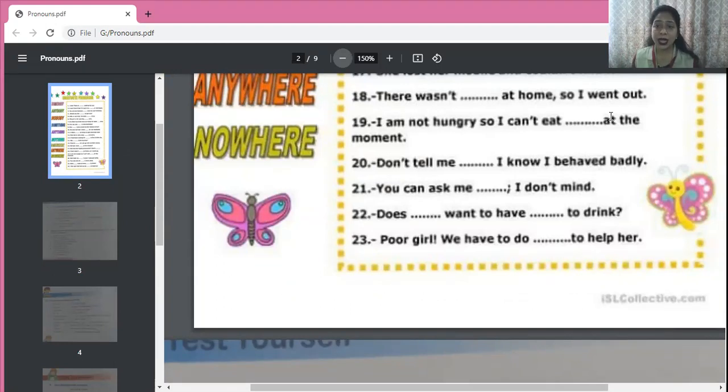Does anyone want to have anything to drink? Poor girl, we have to do something to help her.